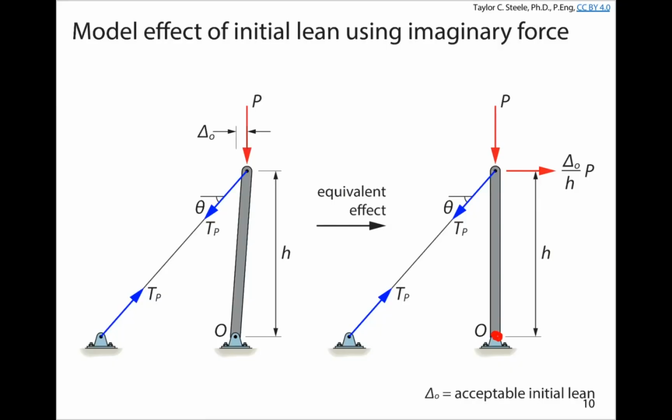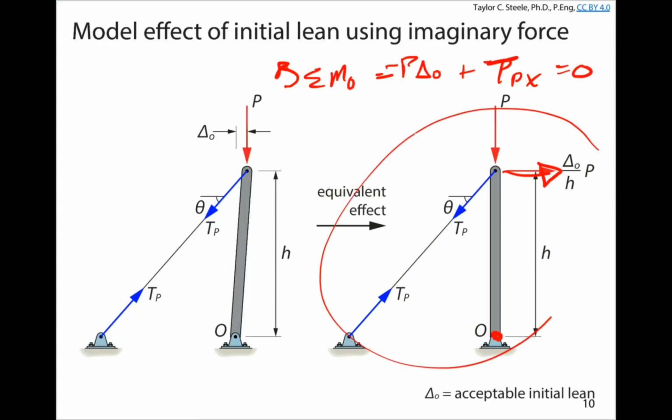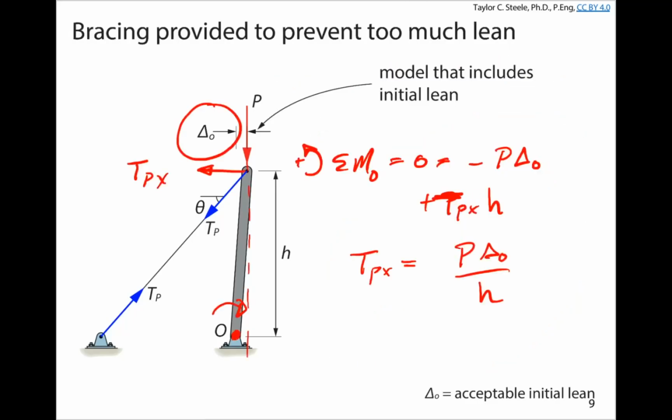But if I do the sum of the moments about O here for this new system, to the right, or a clockwise moment, I have a force equal to delta naught P over H times H, which is equal to P delta naught. And then I've got plus the X component, TPX is 0. And so on this side, even if I do the statics for this problem, I end up with TPX times H is equal to P delta naught over H. Okay, the statics of the problem, or at least the resulting force from the statics of the problem, we get the same answer. The force in the cable is proportional to P delta over H. It's just a different way of incorporating that load into the structure to get the same effect.